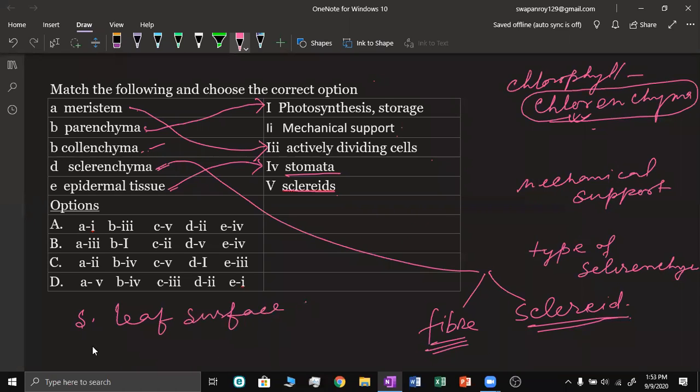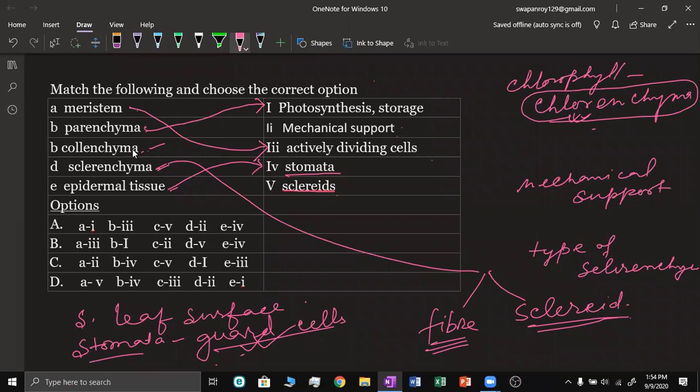So this stomata, those which are made of guard cells, these guard cells are modified epidermal cells actually. Guard cells are epidermal cells. So this one will match with this.